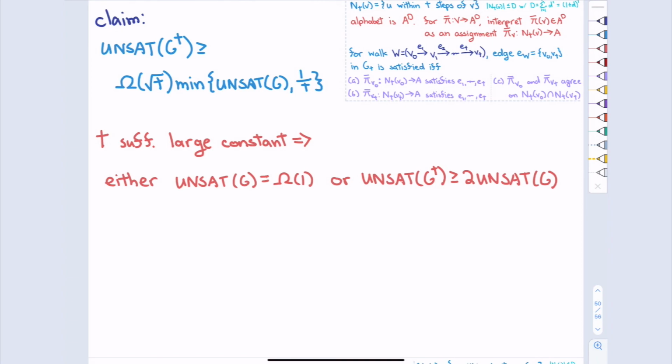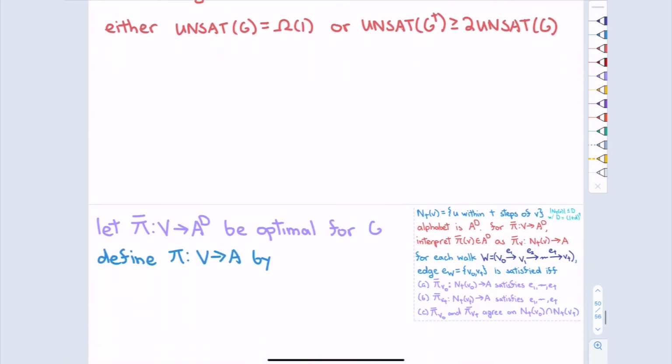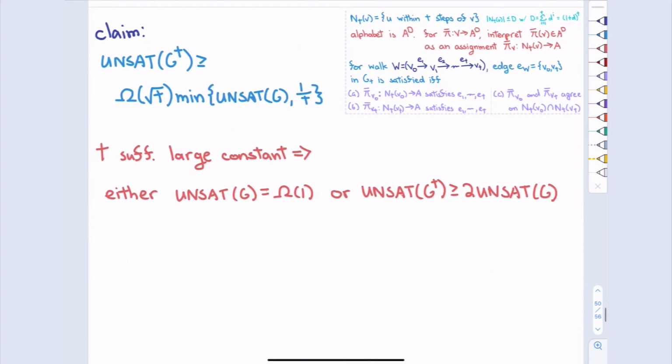So that's what we'll prove next time. And that's a good place to stop. That describes the construction, and next time we'll actually have to do some heavy math. Or not that heavy, but we'll have to do some calculations and push this thing through.